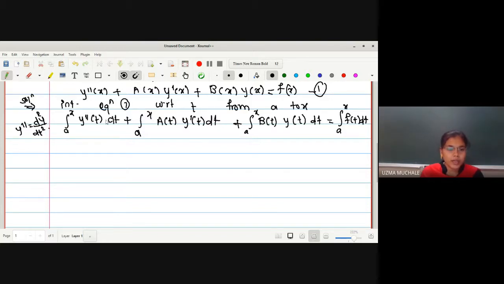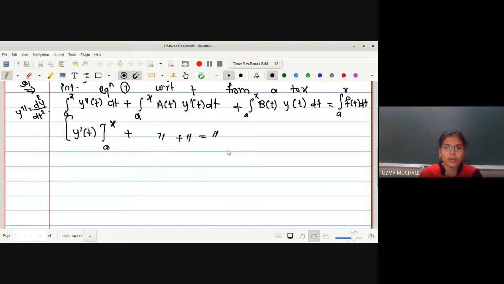So we can write the integration of this as y dash of t within the limit, say, a to x, correct? Plus these terms we will keep as they are, because we cannot do any integration of these terms since we don't know what those functions are. So the resultant of this will be y dash of x minus y dash of a plus the same terms.